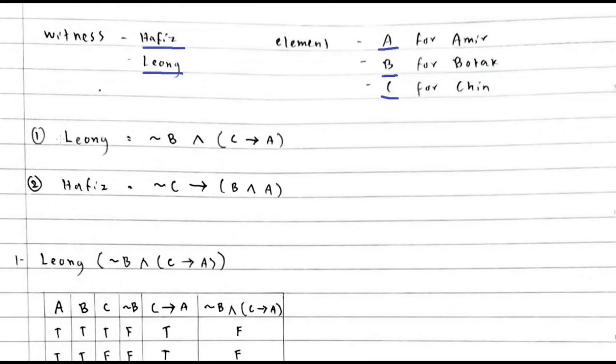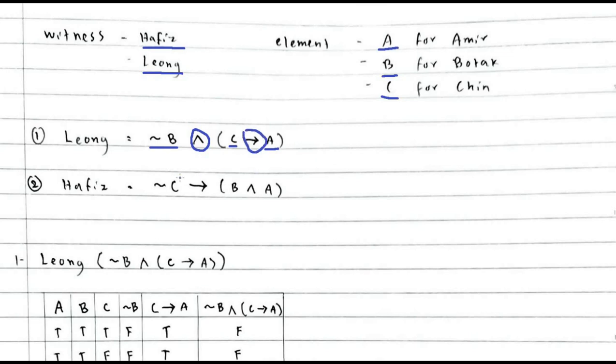So now we look at Leong, who testified first. Leong said that Botak did not enter the bank, which is not B. And if Chin pulled a gun, then Amir collected the money. So we have an if-then statement here, so we use implication.